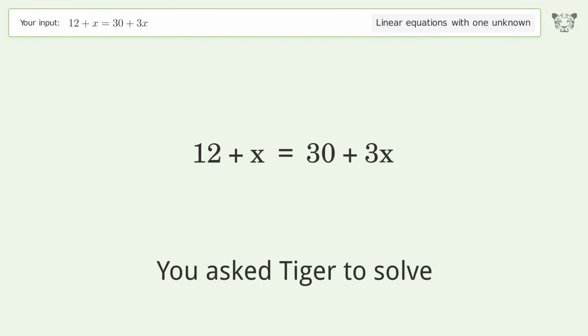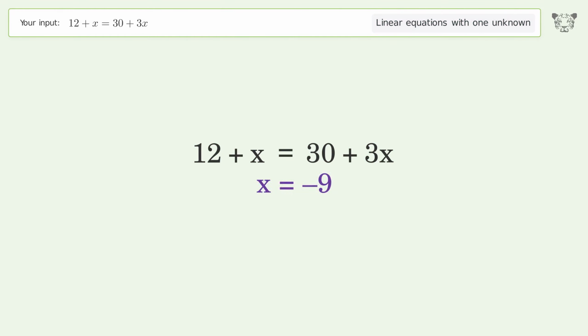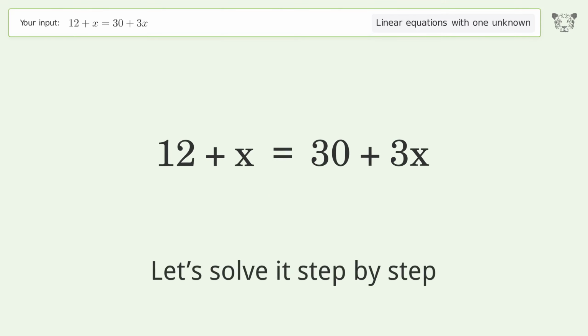You ask Tiger to solve this, which deals with linear equations with one unknown. The final result is x equals -9. Let's solve it step by step.